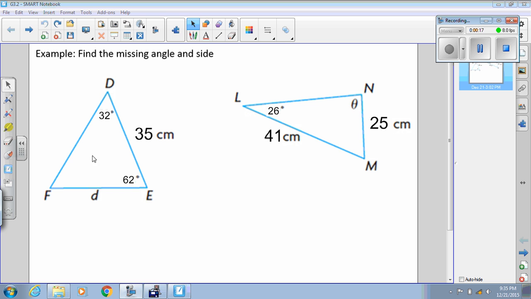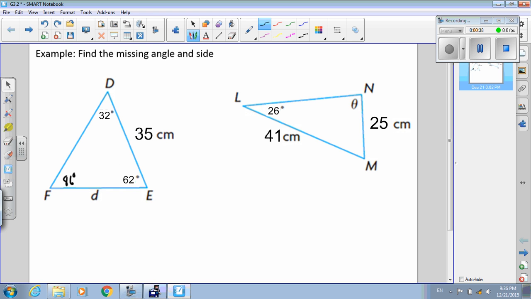So let's take a look at the first example. It doesn't seem like we have a perfect pair. However, upon closer inspection, we have two angles that are known, which add up to 94. That means that the third angle in the triangle will have to be 86, because all three angles always add up to 180. Don't forget that.